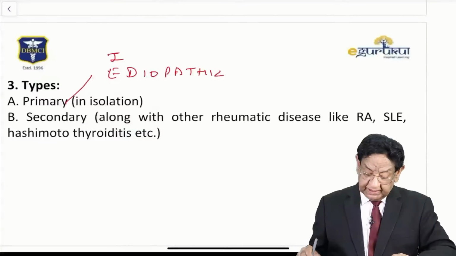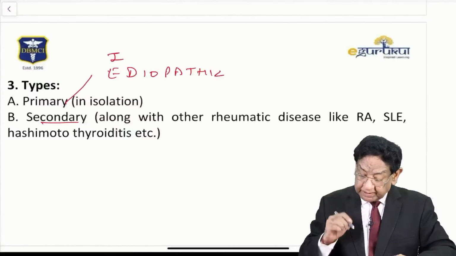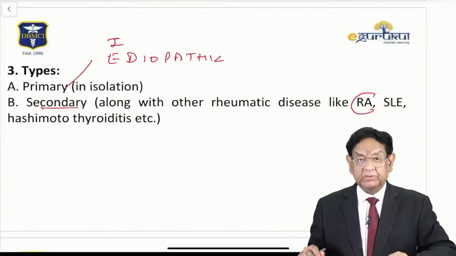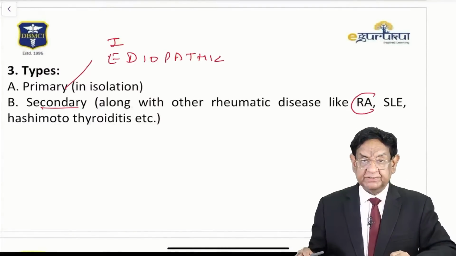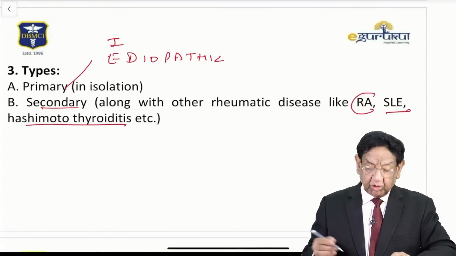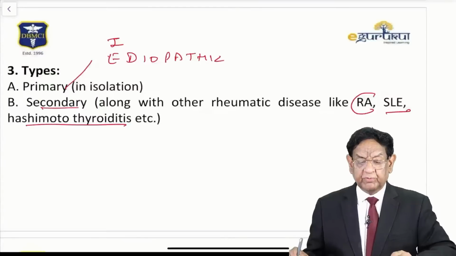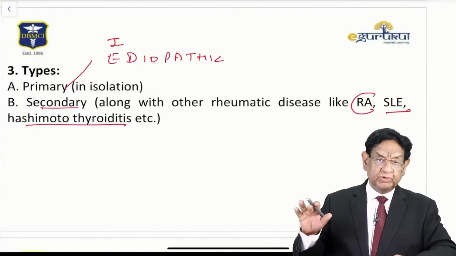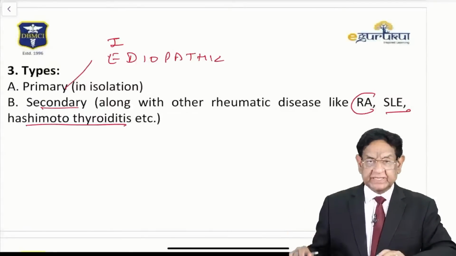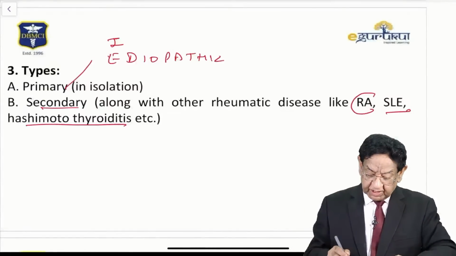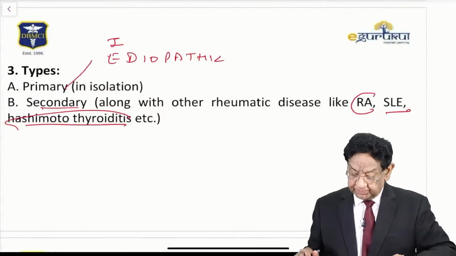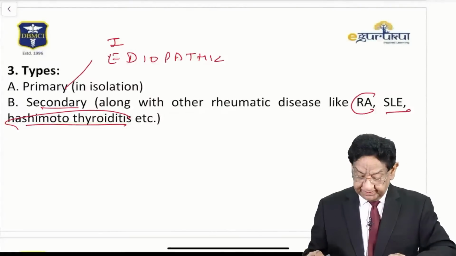Anyway, in secondary Sjögren syndrome, the commonest cause is RA, rheumatoid arthritis. It can occur in SLE also, and Hashimoto; all are autoimmune diseases. One more thing you have to understand: in one autoimmune disease, another autoimmune disease can be present because they all belong to the same family. A patient with Hashimoto can develop Sjögren syndrome like this.